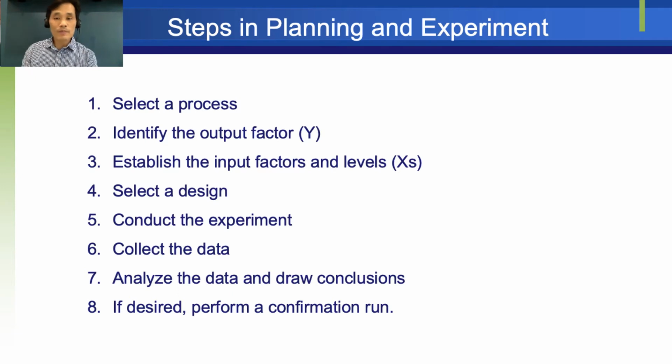Here are the steps of planning an experiment. First step, select a process. Second step, identify the output factor, Y. The third step, establish the input factors and levels. Fourth step, select a design. Fifth step, conduct the experiment. Sixth step, collect the data. Seventh, analyze the data and draw conclusions. And eighth, if desired, perform a confirmation run again so that you can verify the effect.